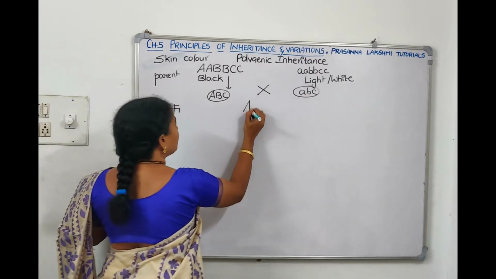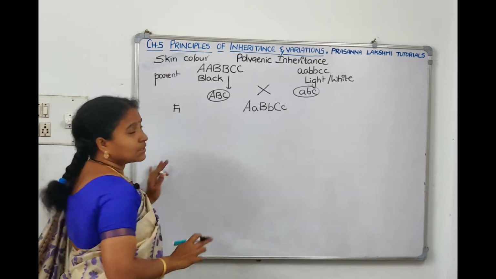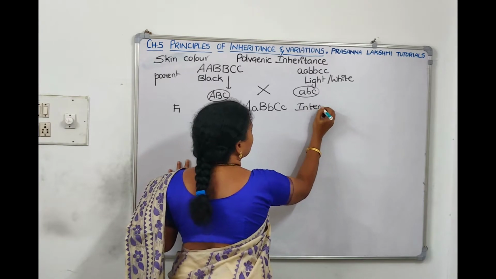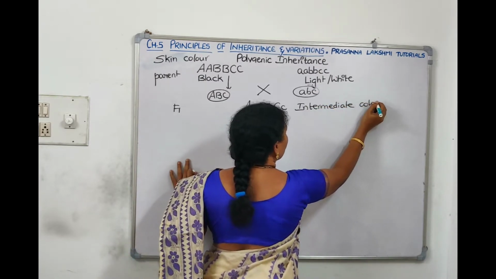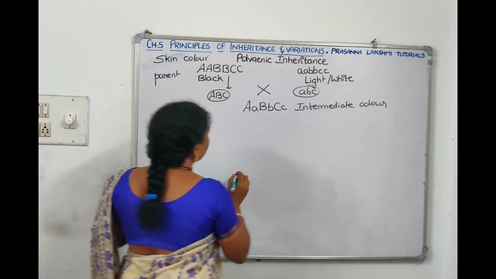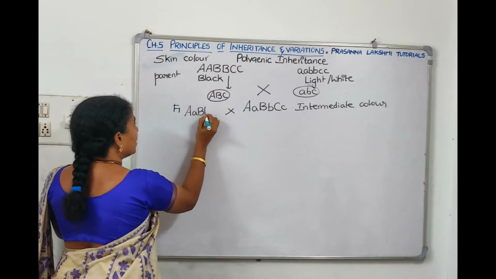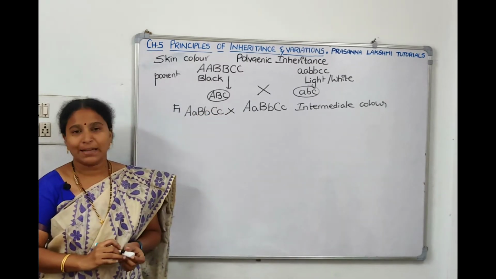The F1 hybrids will be Aa, Bb, Cc. Now, this is intermediate color. F1 hybrids are intermediate color. Now, F1 hybrids are selfed, means this with the same thing, Aa, Bb, Cc. If the F1 hybrids are selfed, we will get F2.